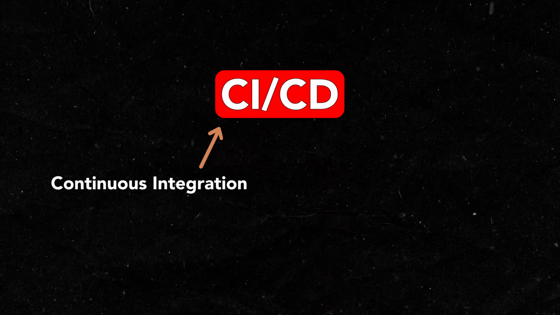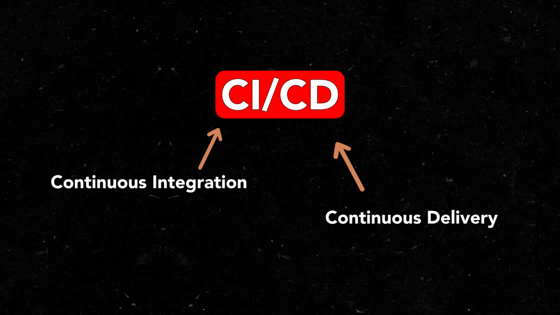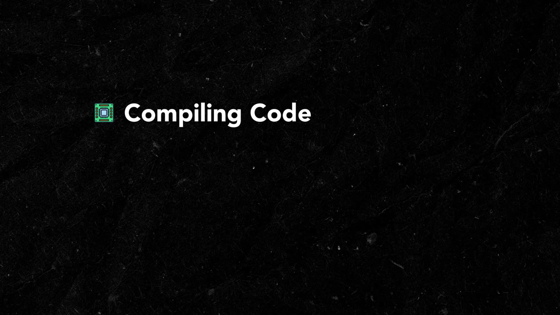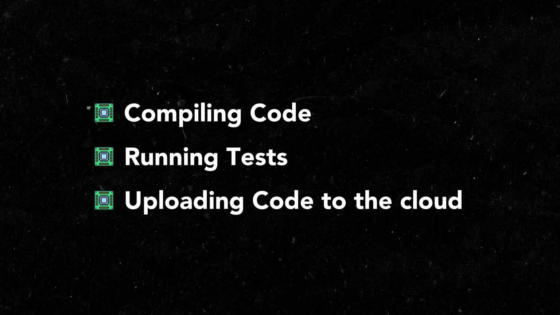CI/CD, or continuous integration and continuous delivery, is the practice of automating the manual tasks that us mere mortals usually have to do when we're deploying our code to production. Things like compiling our code, or running tests, or uploading our code to our cloud infrastructure. Automating things not only helps to save a lot of time, it also removes the possibility of human error causing your entire system to burn to the ground.